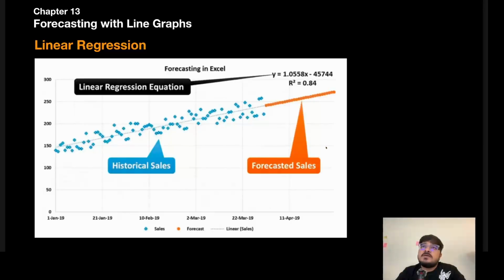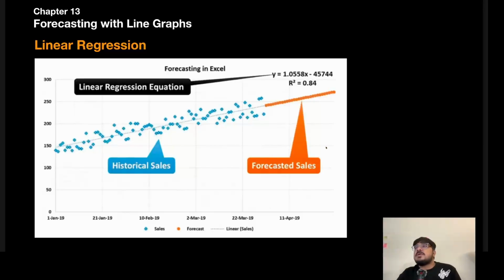Now if you see the blue dots over here, historical sales, those are scattered in some sort of proximity, and if you draw a line, an average line which goes between them, that is called linear regression. And there is also an equation for that. If you see, y is equal to something x minus something, and r square is equal to 0.84.